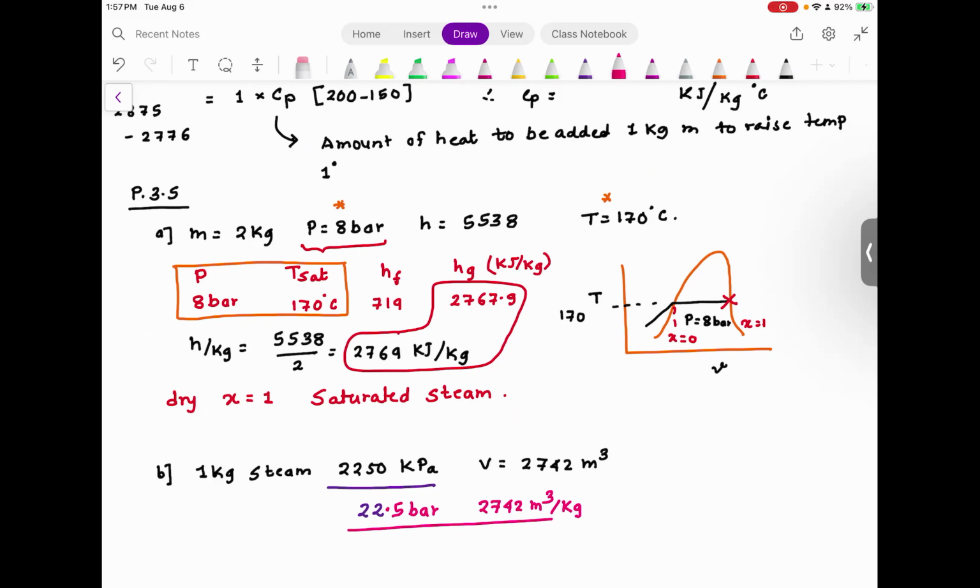It's supposed to be 0.2742. Oh, 0.2742. Yeah, you're right. So find out 0.2742. Well, if your eyes are trained, you can use any table as long as you know where to look for.